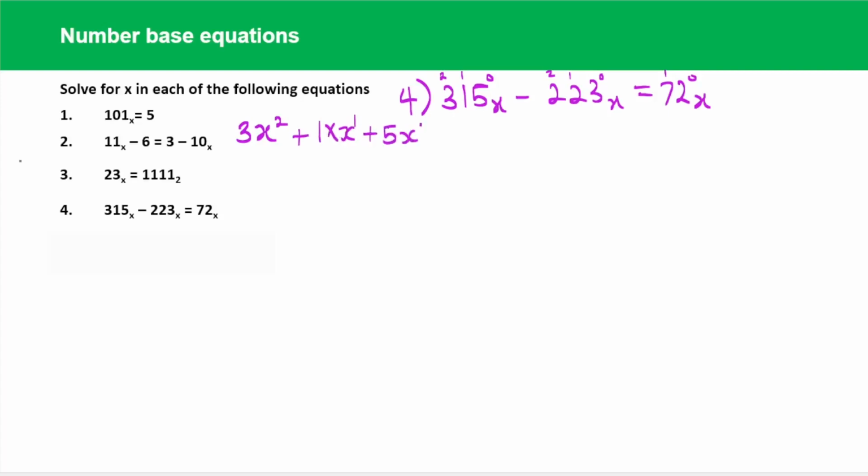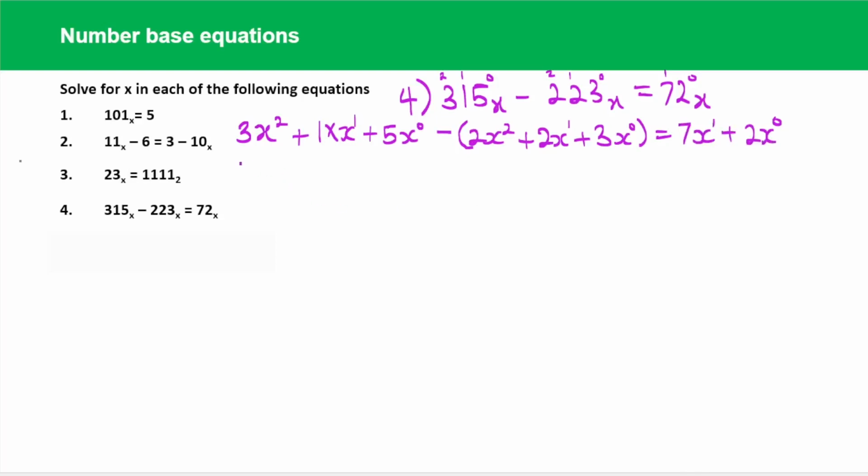times x to the power of 0 minus, now remember to put all of these in bracket because of this subtraction sign. So 2 times x raised to power 2, that will be 2x squared, plus 2 times x raised to power 1, that is 2x raised to power 1, plus 3 times x raised to power 0 equals 7 times x raised to power 1 plus 2 times x raised to power 0.